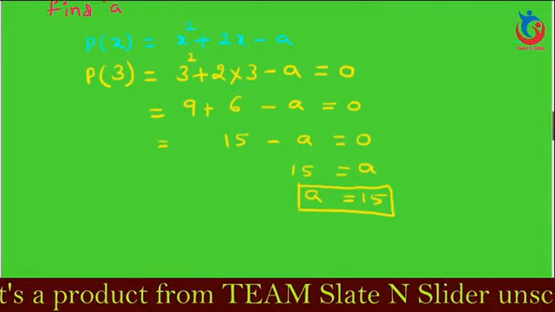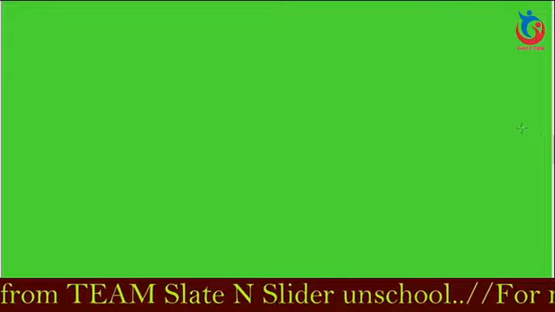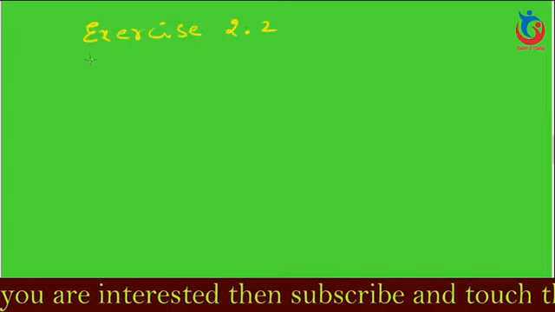And like this we can complete exercise 2.2. In 2.2 also, the first bit is the same, find the value of the polynomials. So that we can do. In the second bit, we should find p of 0, p of 1 and p of 2. So you have to finish exercise 2.2.